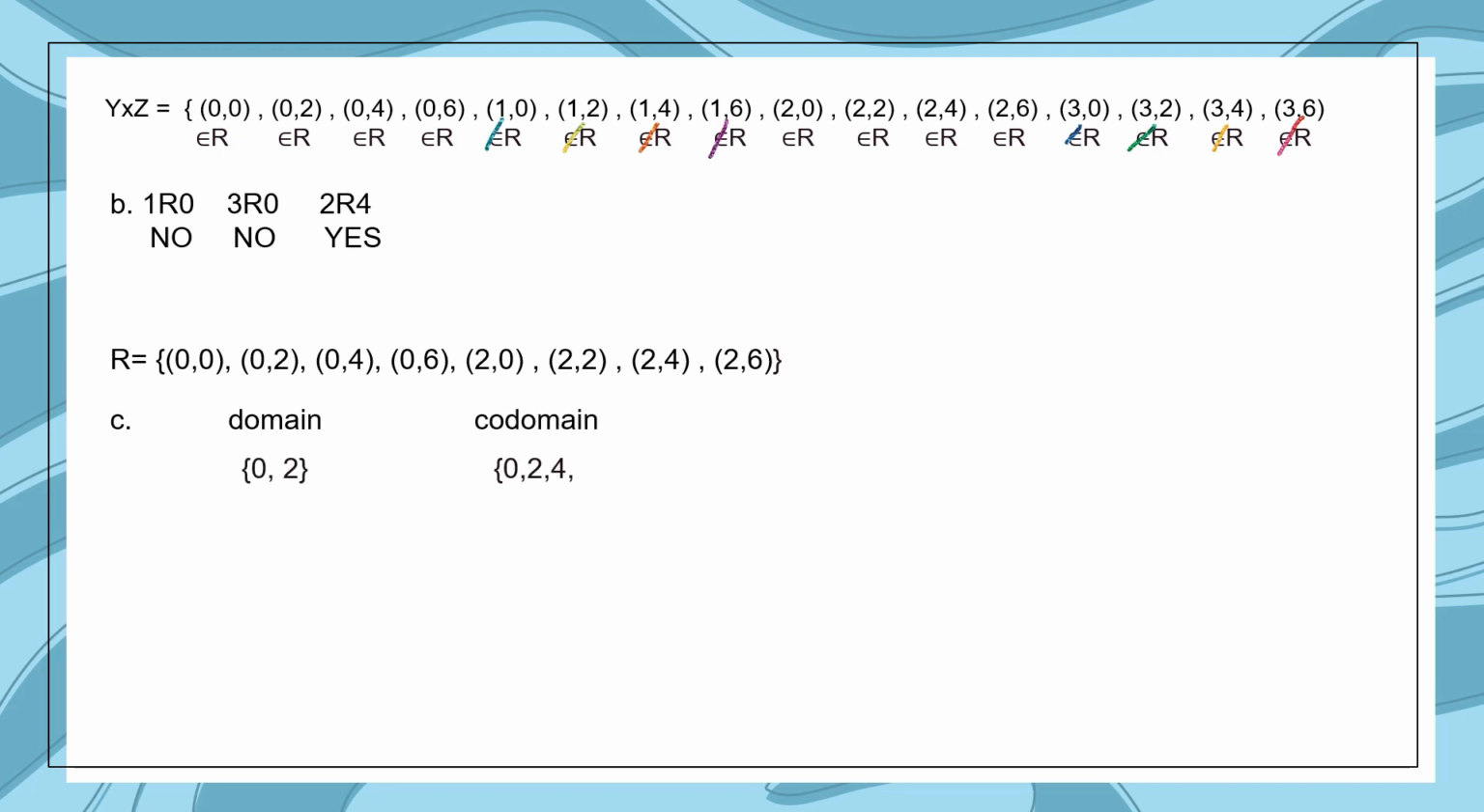Our domain is the set of 0, 2, and our codomain is the set of 0, 2, 4, 6.